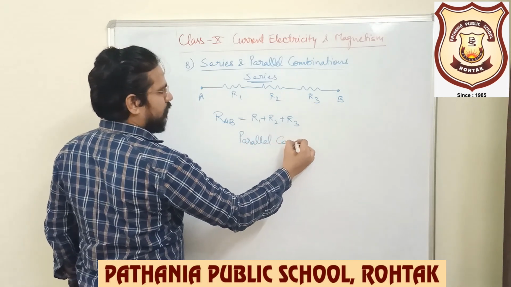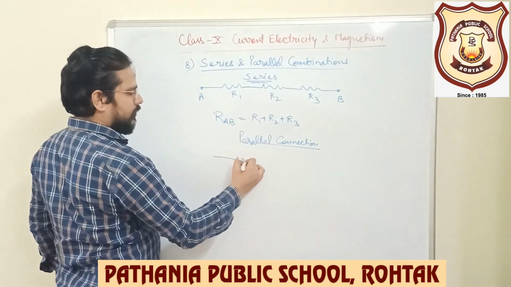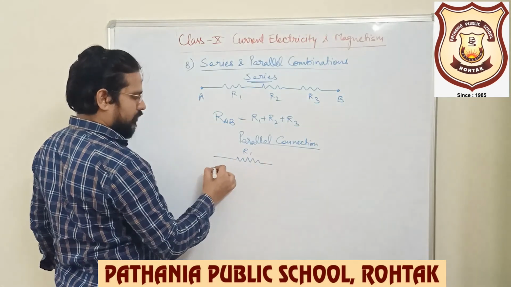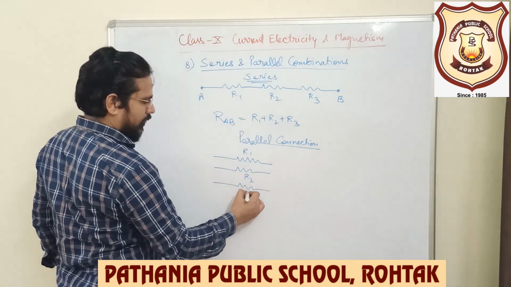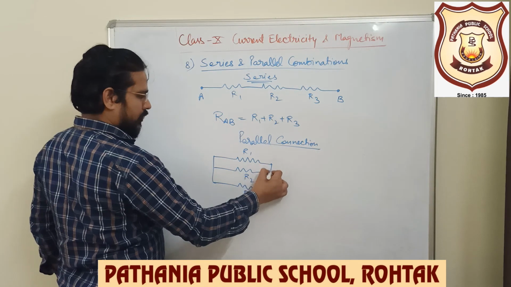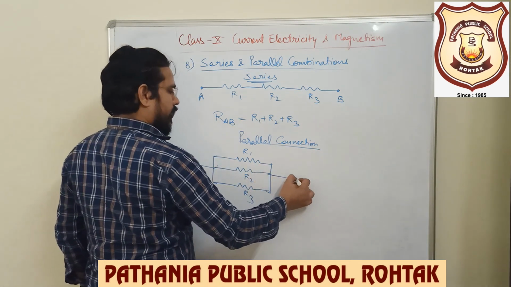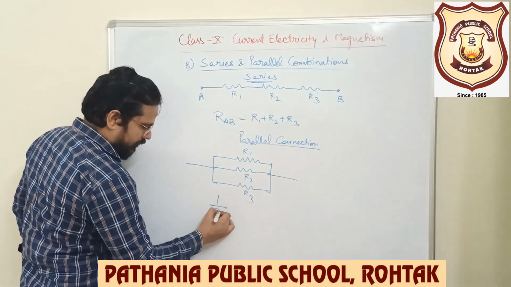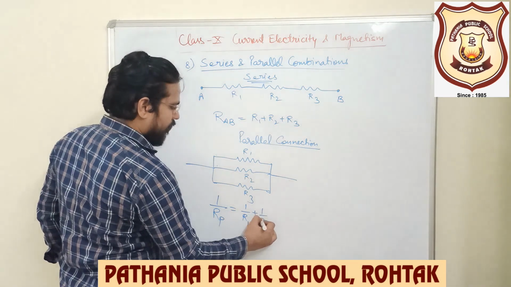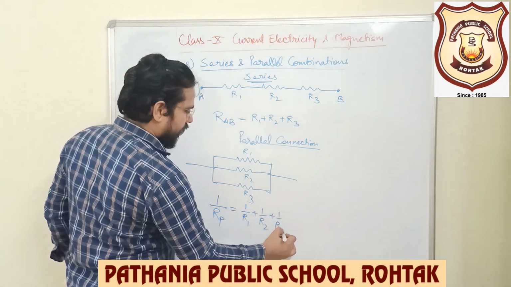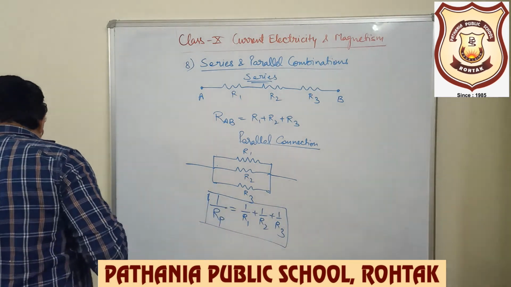In parallel connection, resistances are like this: R1, R2 and R3. All the heads are connected and all the tails are connected. And for parallel resistances, we have the formula 1 by Rp is equal to 1 by R1 plus 1 by R2 plus 1 by R3, and so on if you have more than 3 resistances.